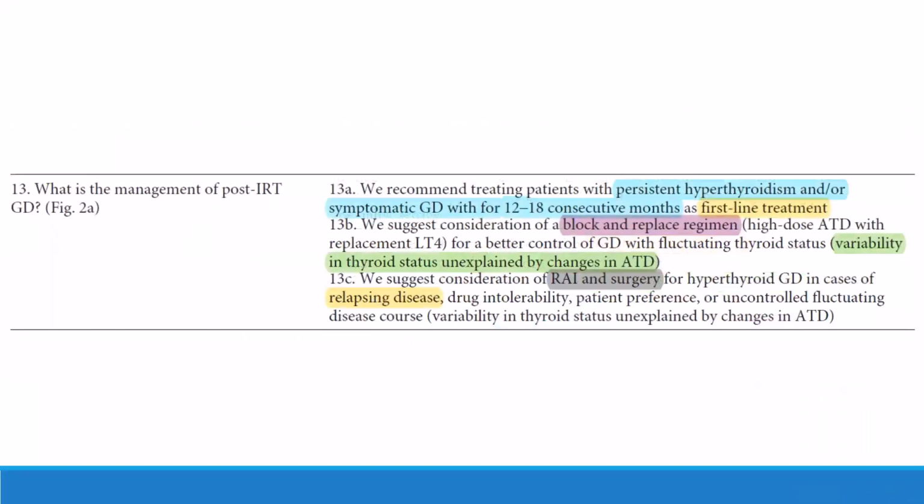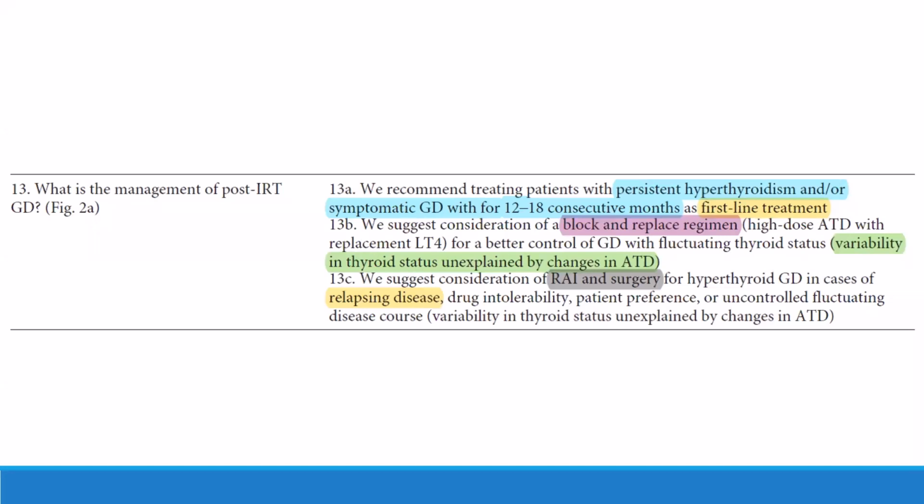What is the management of post-IRT Graves' disease? In this situation, if the patient has persistent hyperthyroidism or is symptomatic within 12 to 18 consecutive months, we should recommend treatment with carbimazole.